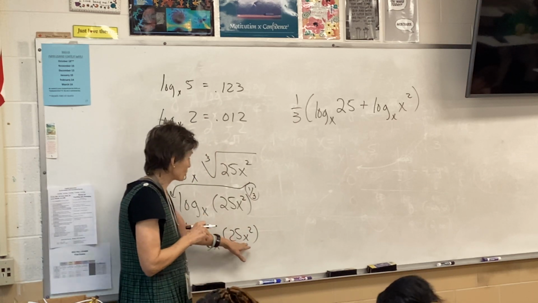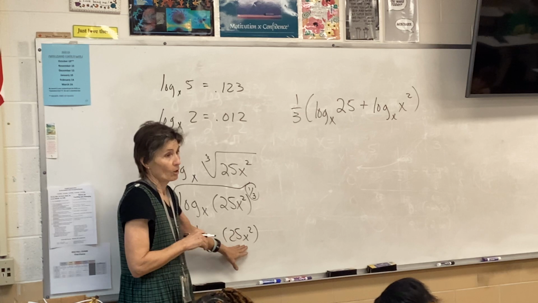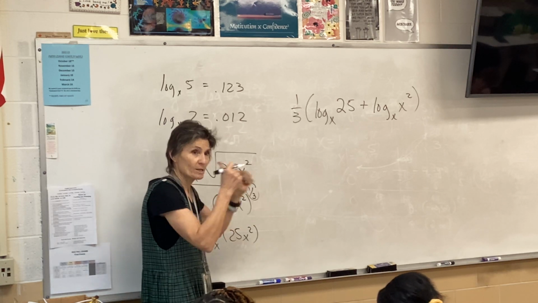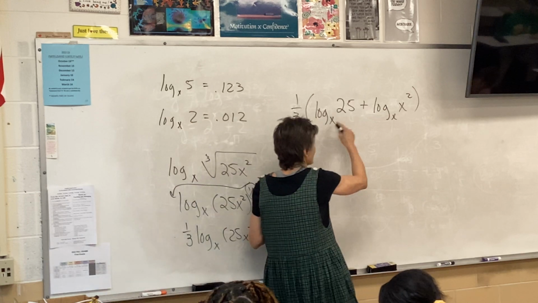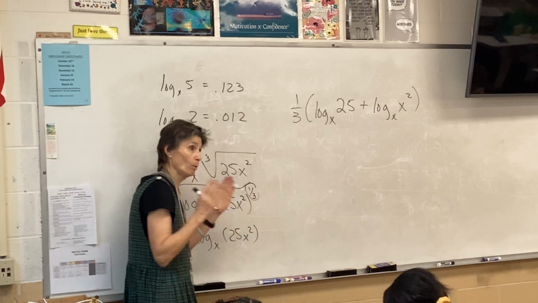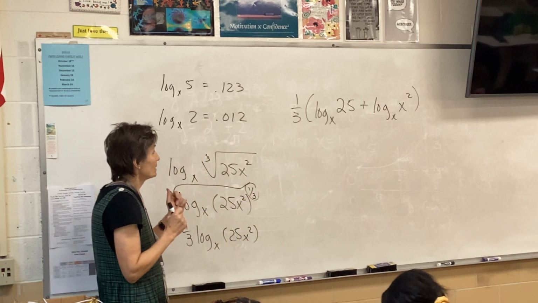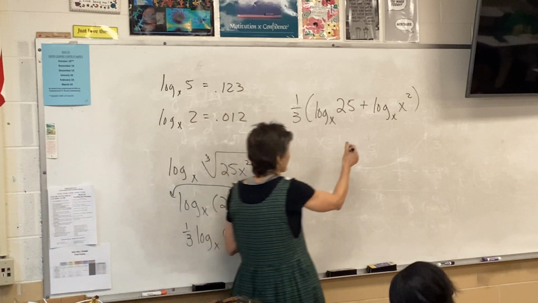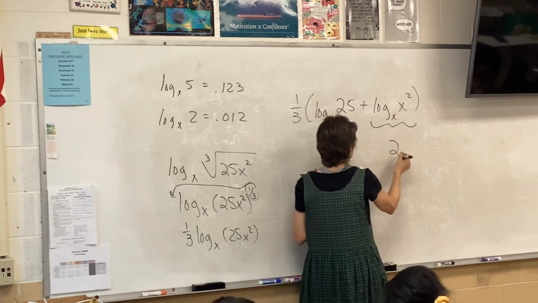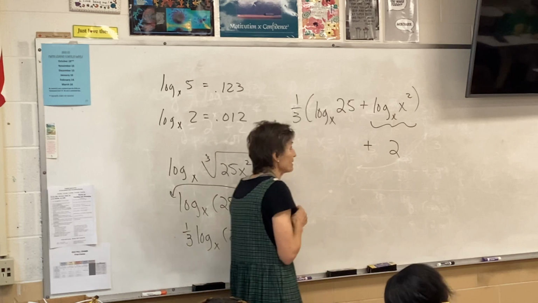Remember, when numbers are multiplied, their logarithms are added. We most often go the other direction. So usually we're taking something that looks like this and combining it. But this time we're pulling it apart. Now, what about this guy right here? You should know what that is. 2. That's 2. No need to worry about that anymore.